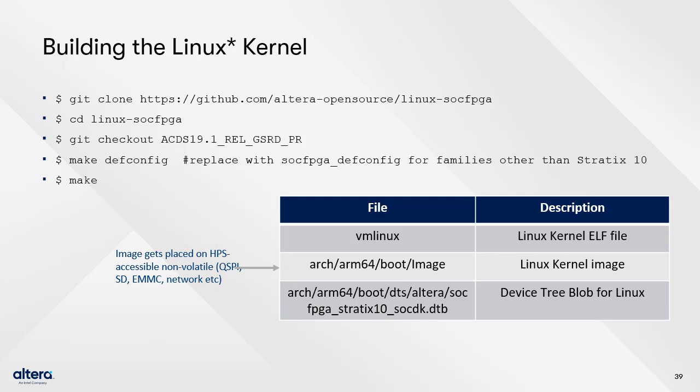Building the Linux kernel from the sources is a simple process. Simply clone the Altera Git repository which houses the sources. Then, change the directory into the cloned directory. Perform a git checkout of the tag that corresponds to the version of the code you would like. Run make with a defconfig argument corresponding to the device family you would like to compile for. Then, type make to compile the code. The outputs are shown in the table.